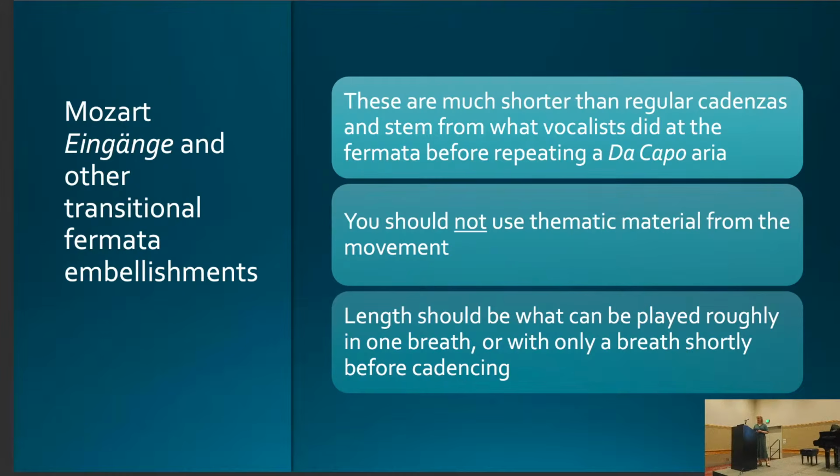All right, Eingänge and other transitional fermatas with Mozart. Again, much shorter, stemming from what vocalists did before the da capo arias. You should not use thematic material, unlike a regular cadenza. So this is going to be basically a sequence. I call them noodles. Like you take a spaghetti noodle, you throw it on the table, and it kind of makes this shape. That's essentially what you're going to be doing with your music. And the length should, again, only be within the realm of what you can play in one breath, maybe two.